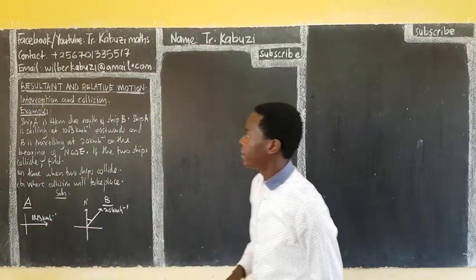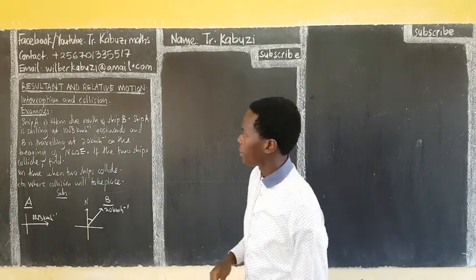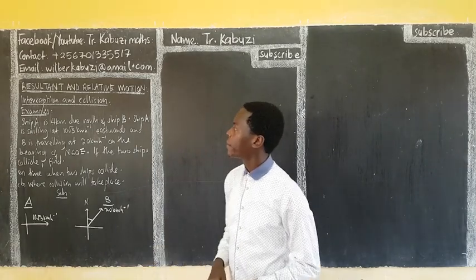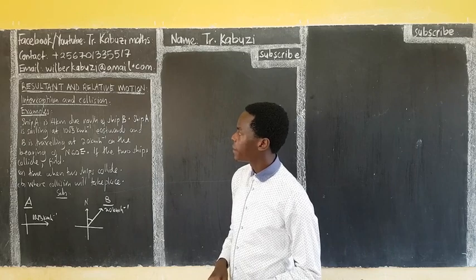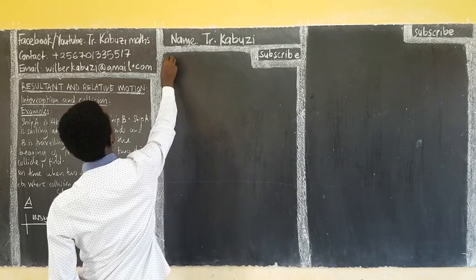Okay, let us see more examples about interception and collision. So here we have another example. Ship A is 4 kilometers due north of ship B. So let us sketch that.